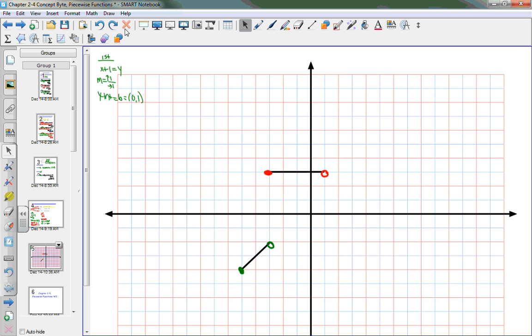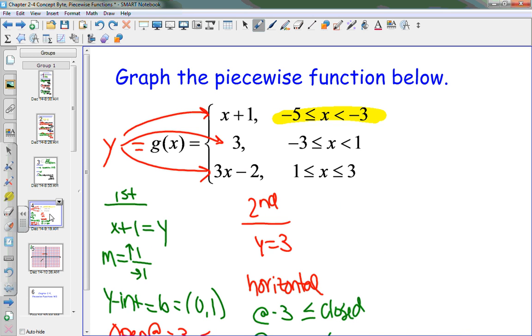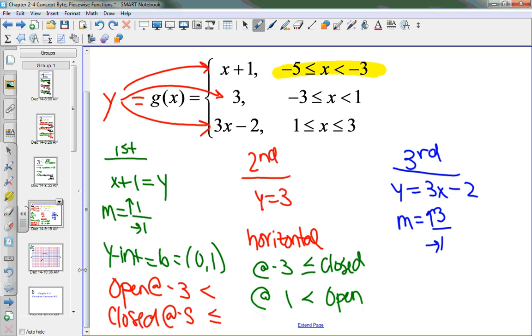So there's the next part. Now my third part of my equation is going to be y is equal to 3x minus 2. Well, what's my slope? 3 over 1, so up 3 units to the right 1. And my y-intercept is going to be b, which is going to be (0, -2). I'm going to come over here and I'm going to graph that.